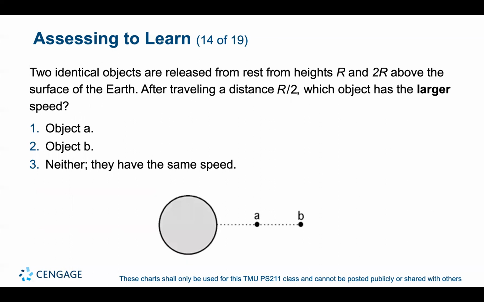Two identical objects are released from rest from heights r and 2r above the surface of the Earth. After traveling a distance r/2, which object has a larger speed? And the answer is object number 1. So after traveling a distance r/2, which object has a larger energy? And the answer is B.